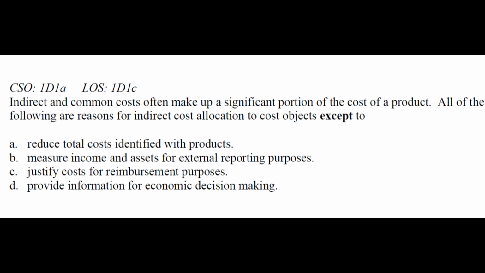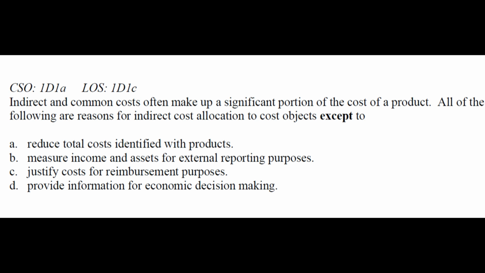B. Measure income and assets for external reporting purposes. Incorrect. Overhead allocation is required to properly value inventory and determine cost of goods sold. C. Justify costs for reimbursement purposes. Incorrect. Many contracts require indirect costs to be allocated to support reimbursement claims. D. Provide information for economic decision-making. Incorrect. Allocated costs help managers make pricing, product mix, and profitability decisions.